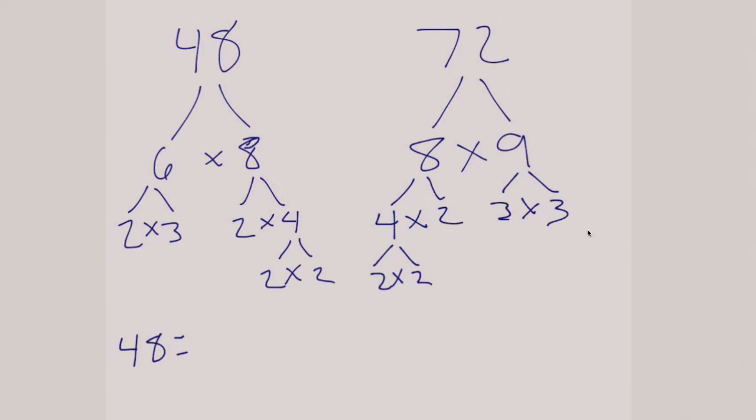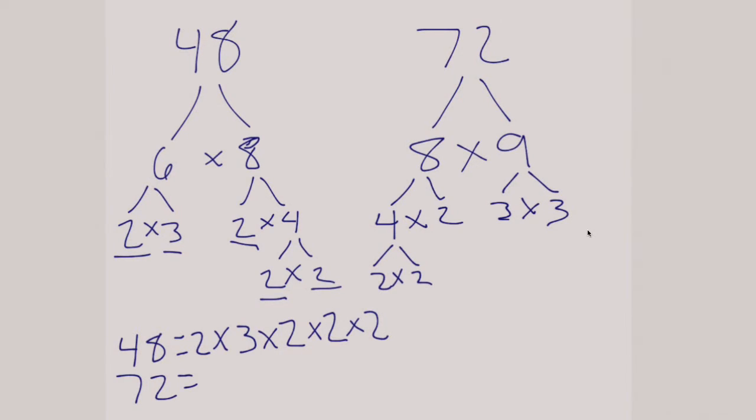48 equals 2 times 3 times 2 times 2 times 2. And 72 equals 2 times 2 times 2 times 3 times 3.